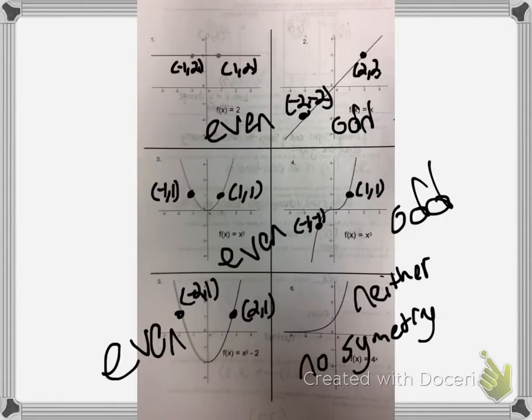Alright, in number 1, a point. Alright, so we're going to look at number 1. So let's see if number 1 right here. Number 1 is an even function, because if you look at these 2 points, we got 1, 2, and negative 1, 2. Notice our x values change their sign, and our y values stay. Alright.